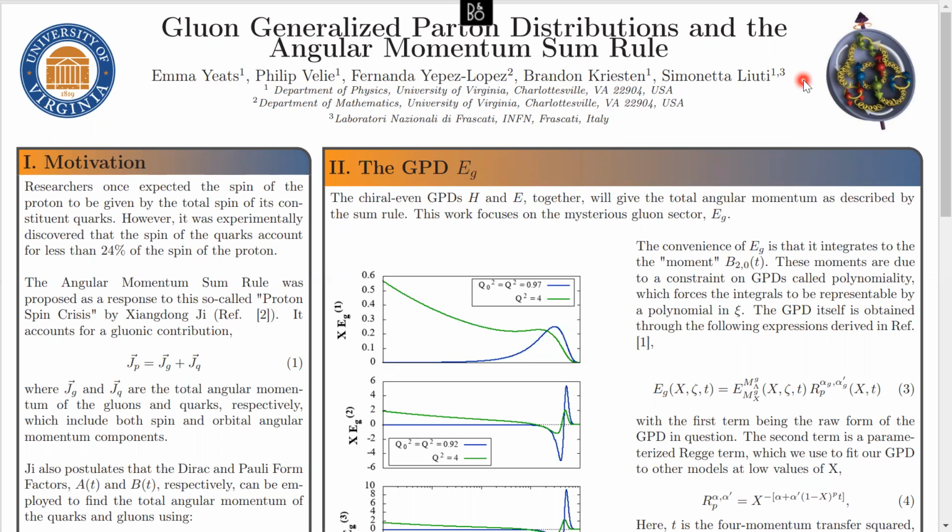I am a fourth-year physics major at the University of Virginia, and I did my research on gluon generalized Parton distributions and their relation to the angular momentum sum rule.